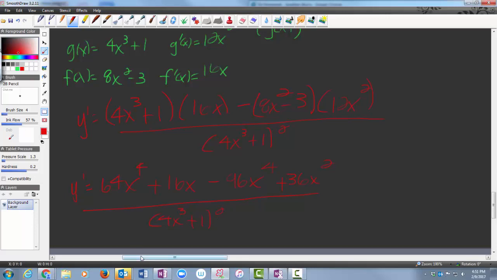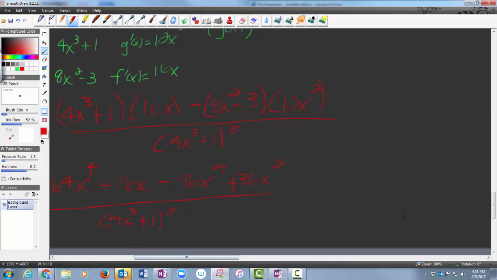So now to simplify that, just combining like terms. 64 minus 96 is negative 32x to the 4th plus 36x squared plus 16x divided by 4x cubed plus 1 squared.